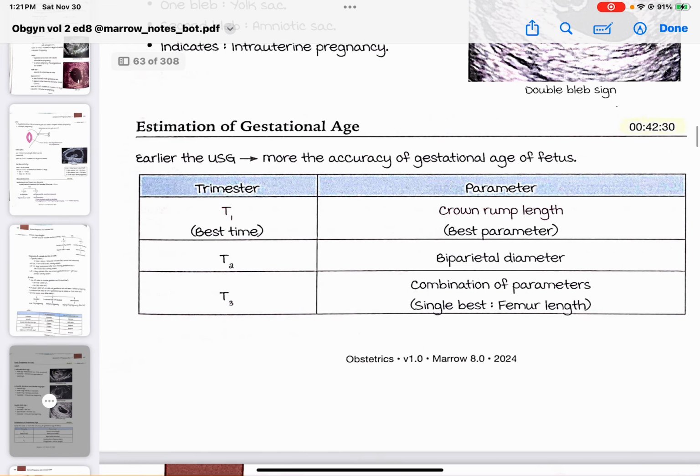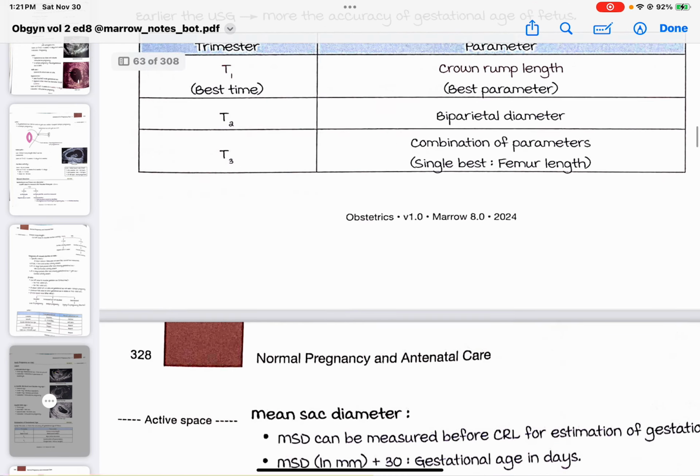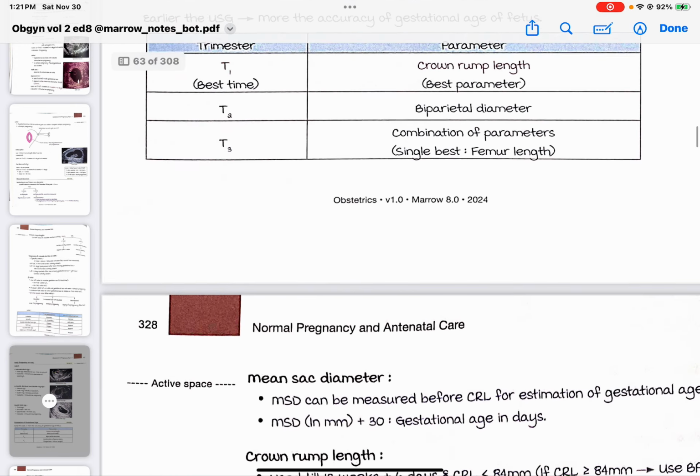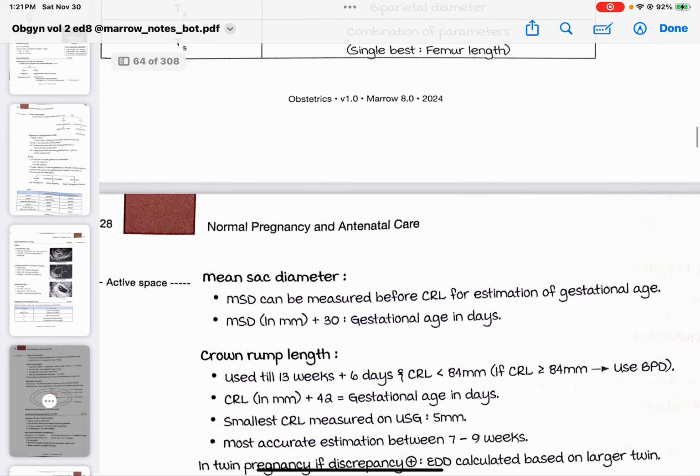Estimation of gestational age. The earlier the ultrasound, the more accurate the gestational age of the fetus. First trimester is the best time. Crown rump length is the best parameter. Second trimester: biparietal diameter. Third trimester: combinations of parameters, single best is femur length.